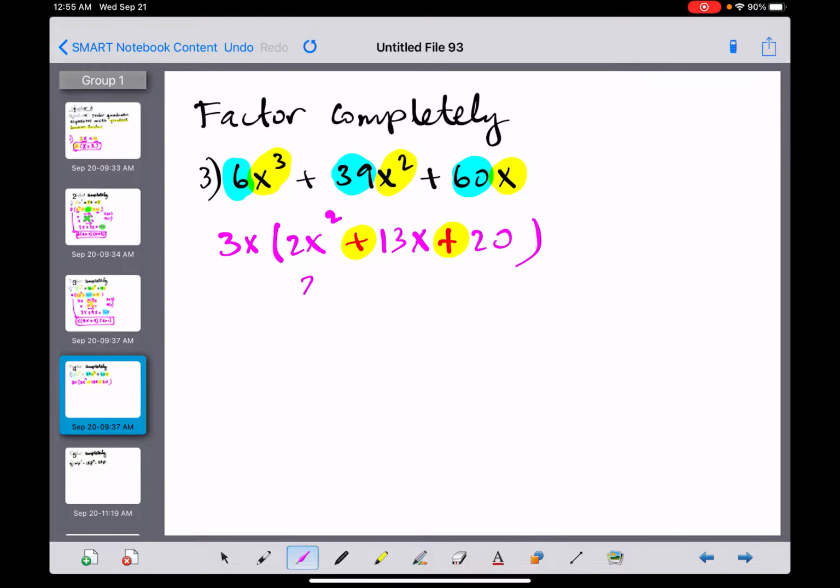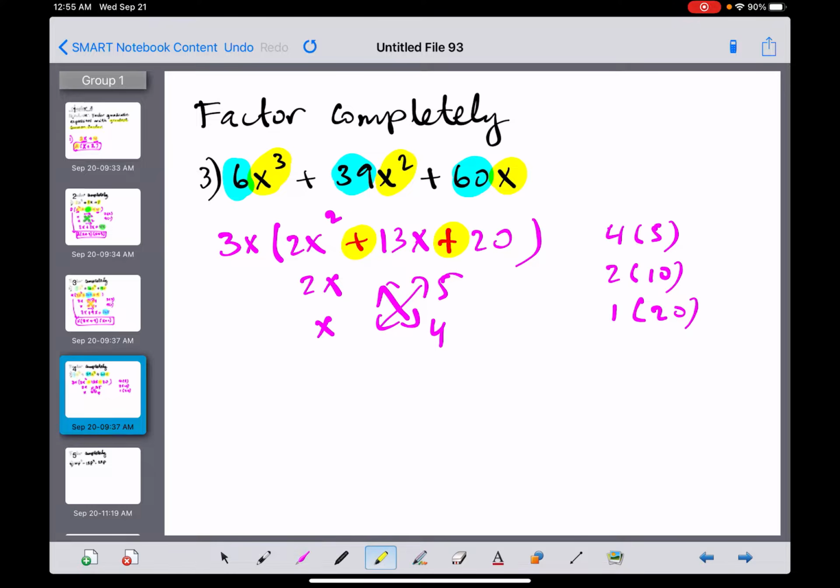So 2x squared is 2x and x. And then for 20, we have several choices. We have 4 and 5. We have 2 and 10. 1 and 20. And that's it, right? So we have to pick one that is going to give us 13x, right? So my guess would be a 4 and a 5. So I put 4 here and 5 here. So let's test it out.